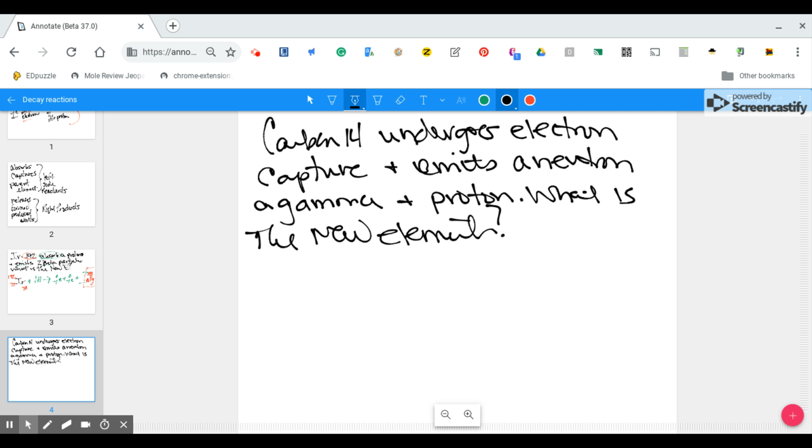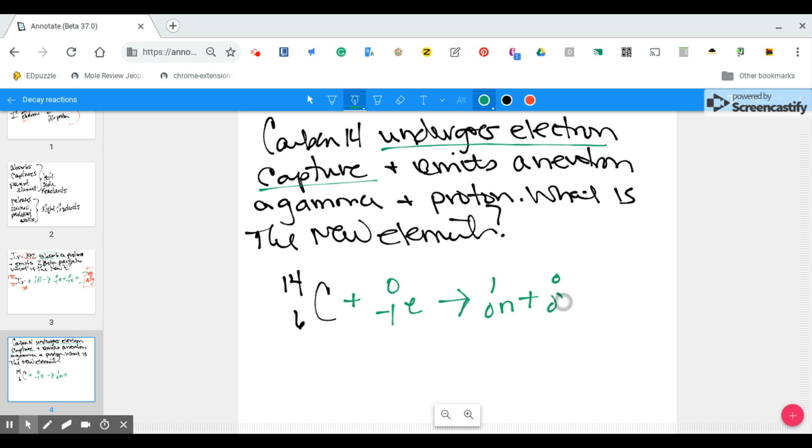Okay, so let's write down what we're starting with. So carbon-14, remember that 14 is the mass, and we know that it has 6. Now here's my key of where to write it. It undergoes electron capture. So an electron capture is on the left side, so 0, -1, E. All right. It says it emits a neutron, so 1, 0, N. A gamma particle. It also emits a proton. So we need to figure out what that other thing is. So let's look at what our totals are.